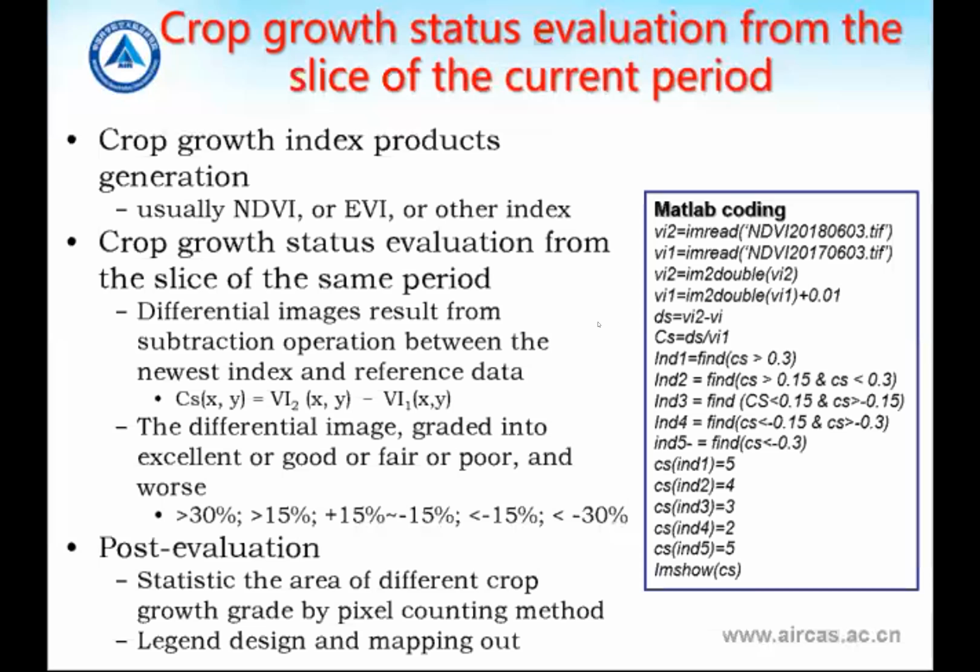Okay, the differential image can then be classified into 6 levels or 5 levels, whatever, which means that the crop growth status is excellent, good, fair, poor, or worse.